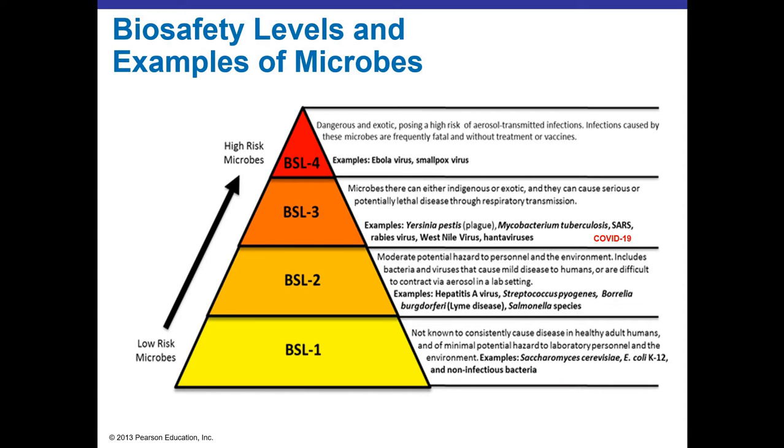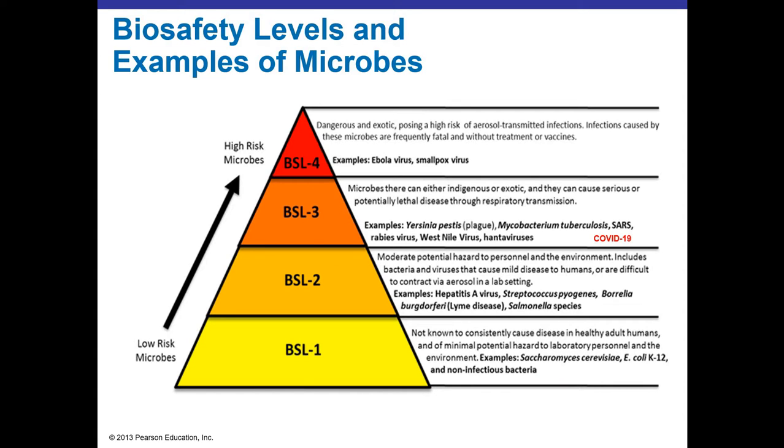BSL-3 microbes are either fairly exotic or they can cause potentially serious lethal disease, mostly through respiratory transmission. So it makes sense that things like Yersinia pestis, the causative agent of plague, Mycobacterium tuberculosis, the causative agent of TB, things like SARS, rabies, West Nile virus, hantavirus, these are all more problematic and so require BSL-3 level protection.